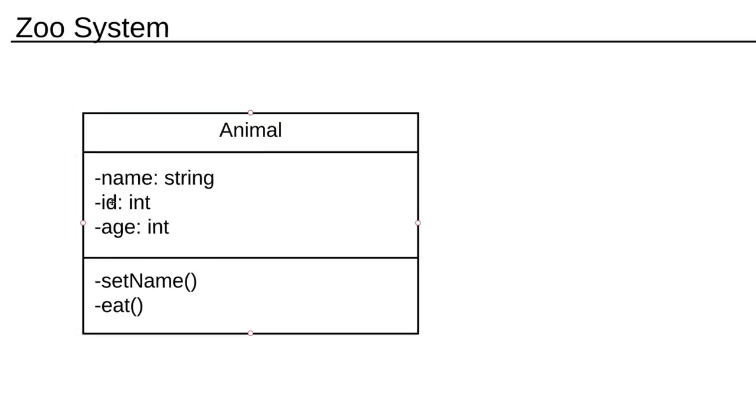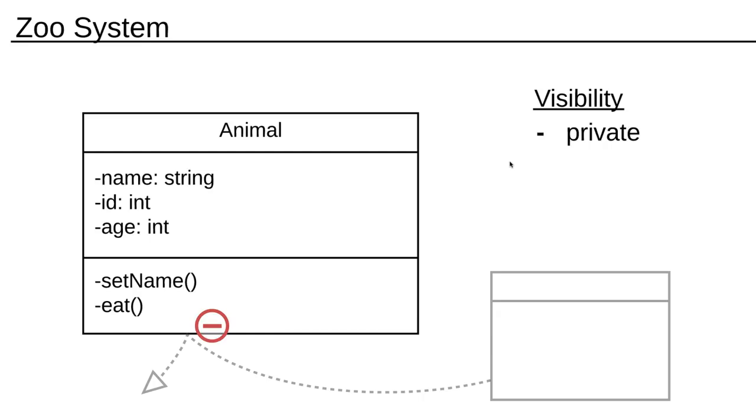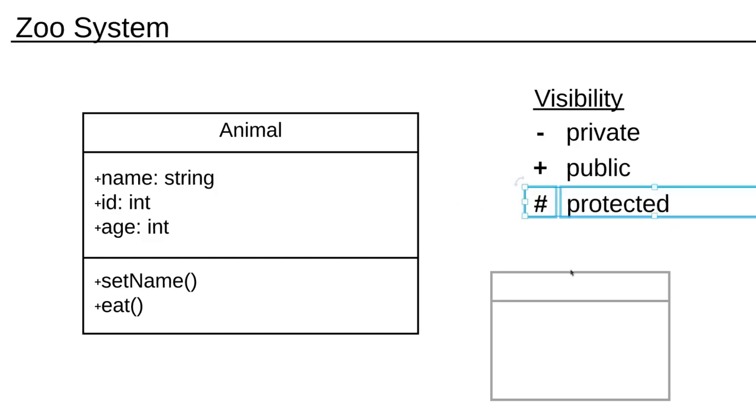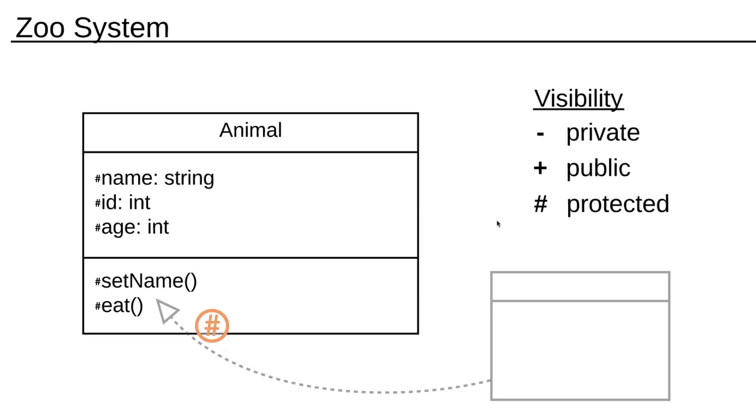Now let's talk about the visibility. The visibility of an attribute or a method sets the accessibility for that attribute or method. So right now we have a minus sign for all of these, which indicates that each of these attributes and methods are private. They can't be accessed by any other class or subclass. The exact opposite is the plus sign, which means an attribute or method is public and can be accessed by any other class. Another visibility type is indicated by the hash, which means an attribute or method is protected. These can only be accessed by the same class or its subclasses.